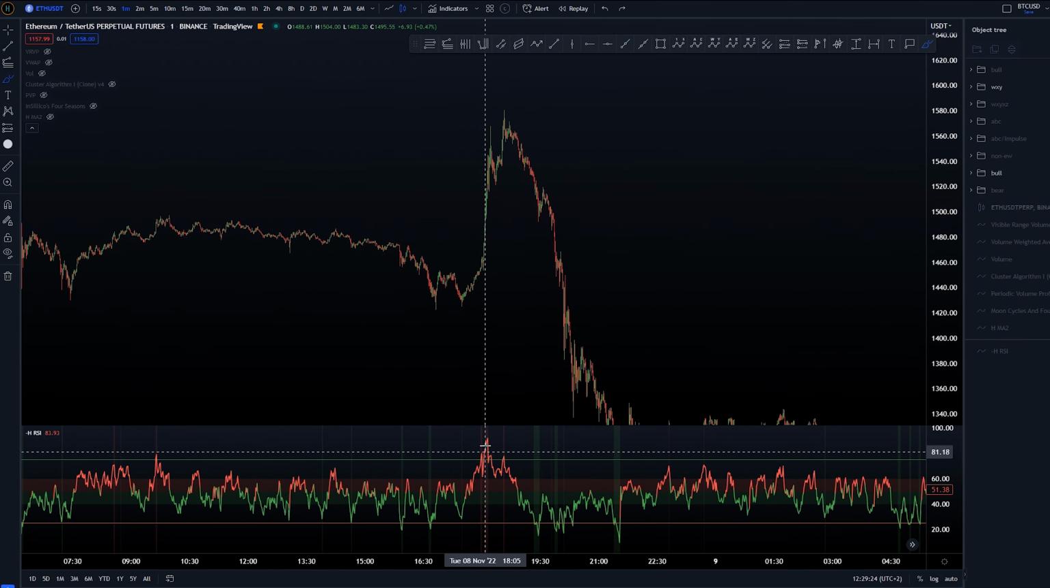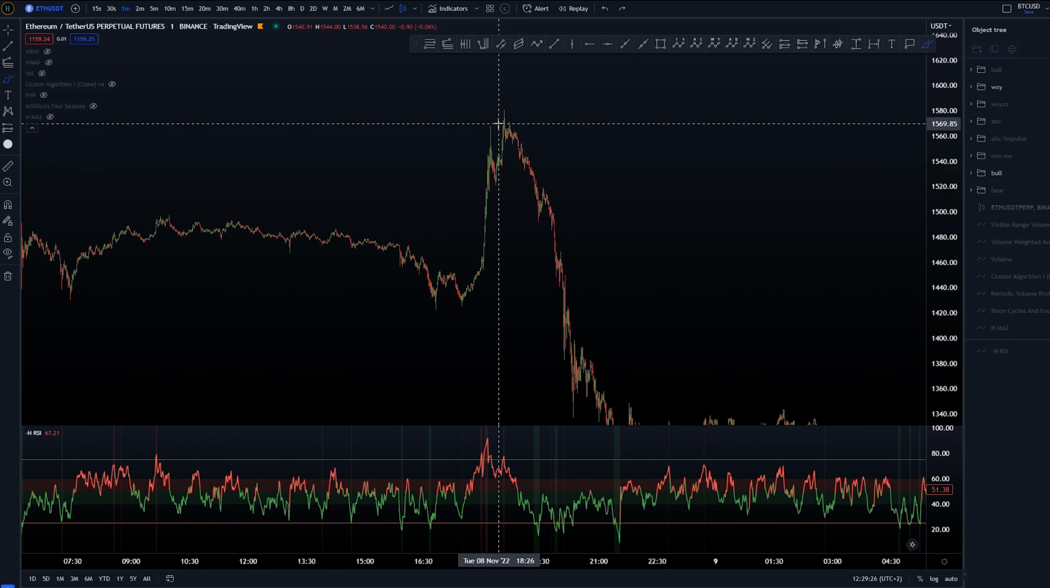It is very good looking. We do have that divergence up in here, and I took my profits right as we went across the third wave top.